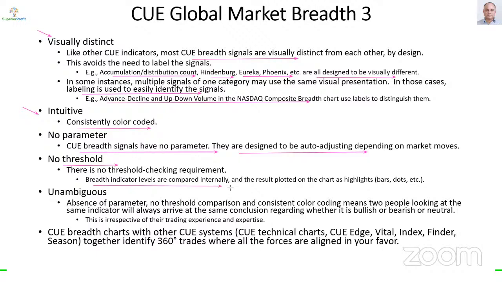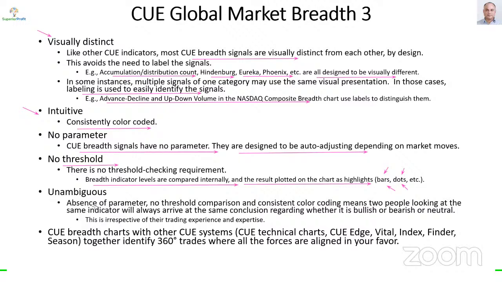Breadth indicator levels are compared internally to auto-adjusting thresholds, and the result may be plotted on the chart as highlights. So the result may be plotted as a bar to highlight something or dots as something. We don't need to compare any value with thresholds to know that some critical level has been reached. It will be alerted using a visual representation. We don't have to check thresholds.